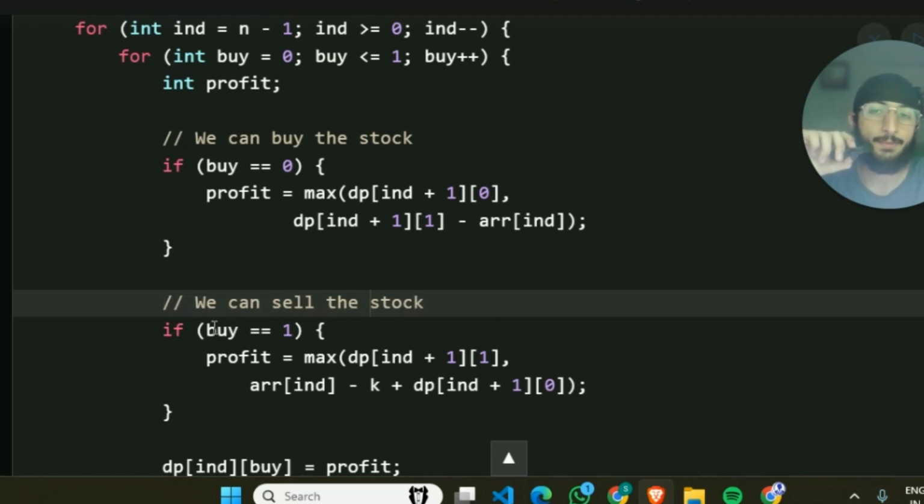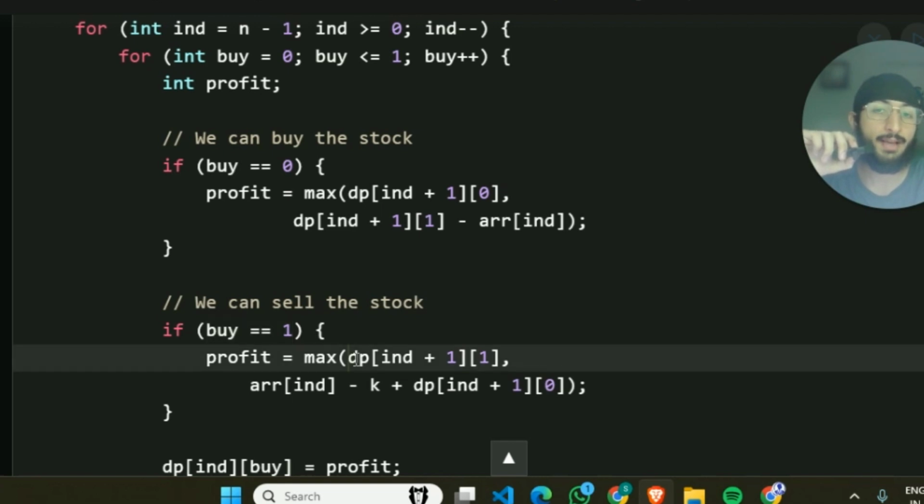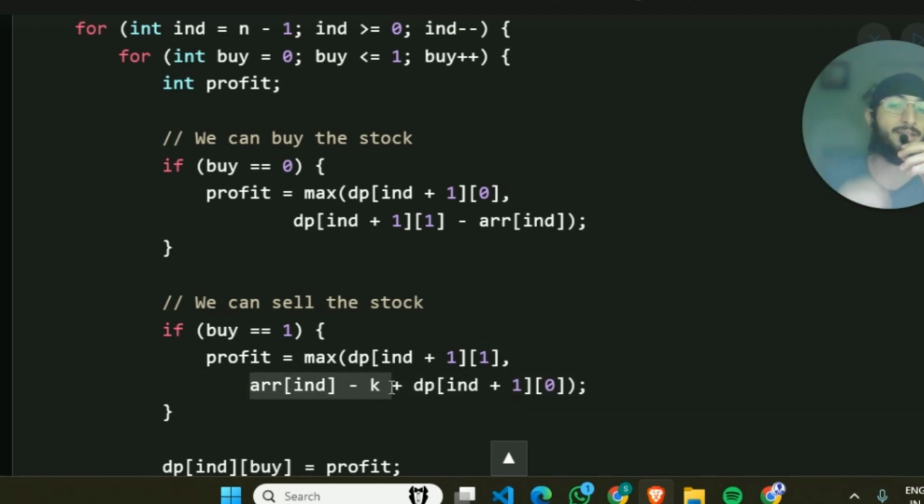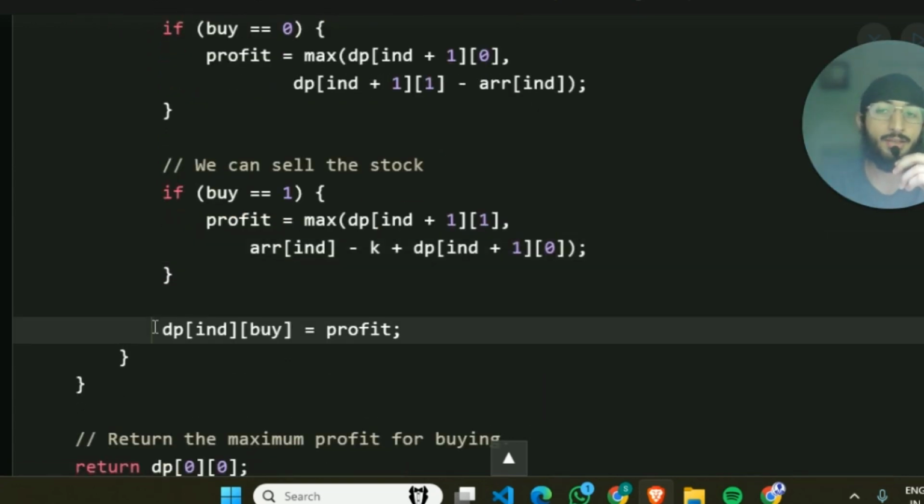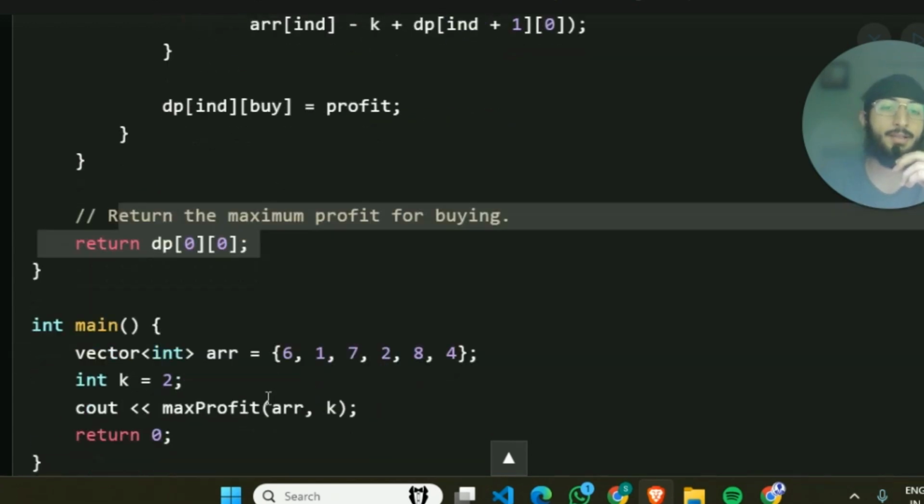So we can sell the stock. If we can sell the stock, that is if buy is equal to 1, we have max of DP of index plus 1, that is going to the next day, and keeping the state as 1 only, since we have just skipped this day, or we subtract the transaction fee from the selling price, that is we have sold the stock, so we'll subtract the transaction fee from the selling price and add the DP of the next day, DP of index plus 1, and change the state to buy is equal to 0. That means now we will be able to buy a new stock. In the DP of index comma buy, we store profit, and finally return the maximum profit for buying, and that is the answer.